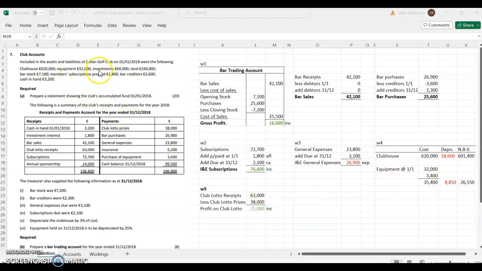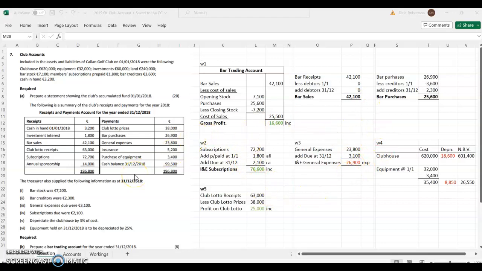Once we have exhausted all of the amounts due and prepaid at the top, and we've exhausted all of the workings at the bottom, then we can look into the T account here and see if there's anything common to both places. So in here there are club lotto receipts, and then over here club lotto prizes. So we might as well net them together. The lotto receipts, take away the prizes, gives you a profit on the club lotto of 25,000, which is also an income. If it were a loss, it would be an expense. That's all of the adjustments done on an ordinary level club account question.